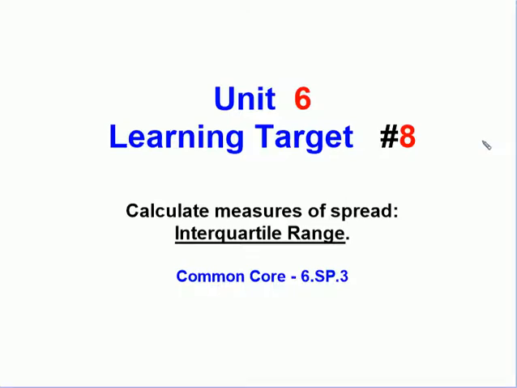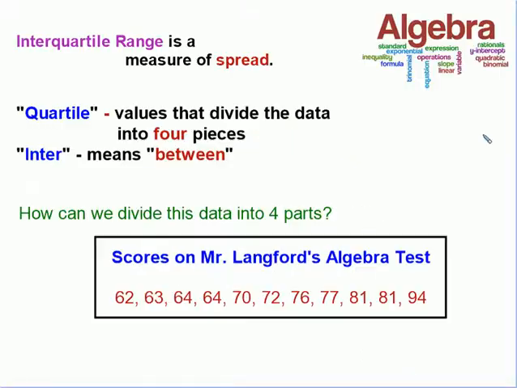Unit 6, Learning Target number 8. Calculate measures of spread, the interquartile range. The interquartile range is also a measure of spread, just like the range was a measure of spread. But the interquartile range involves breaking the data up into 4 pieces. So we're going to break it down into 4 pieces. Inter means between, so we're looking at the values between the 4 pieces of data.